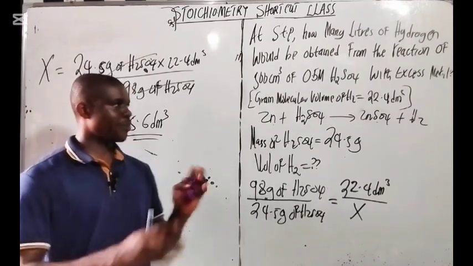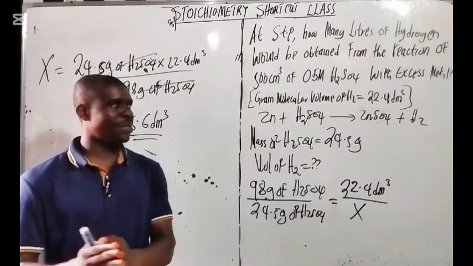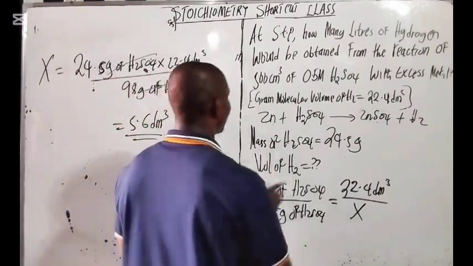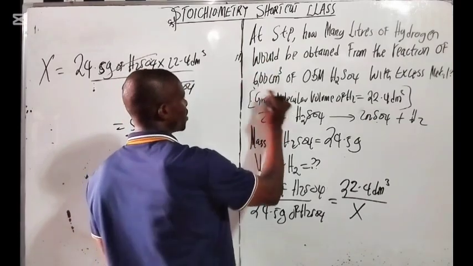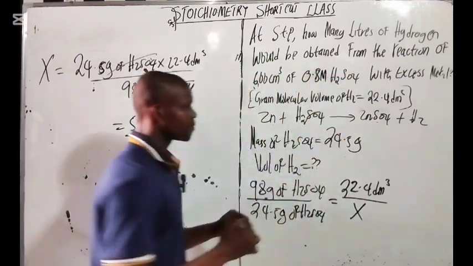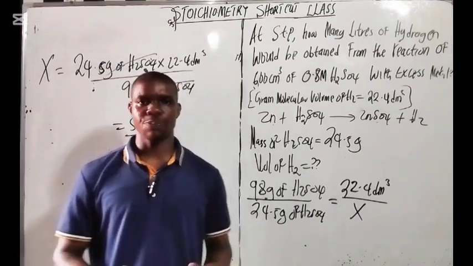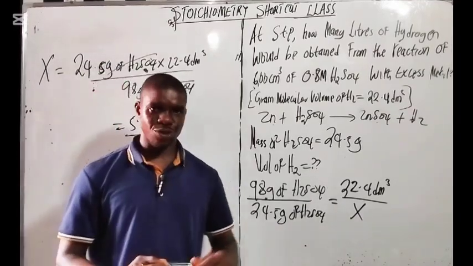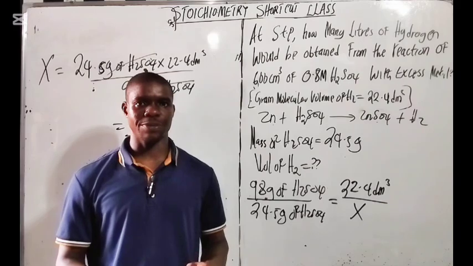Do you understand? I believe you should be able to solve problems under this one here. Now, if I change the values here, let's say here is 600, and here I have 0.8 molarity. I want you to pause this video here and solve this. Drop your answer in the comment section.